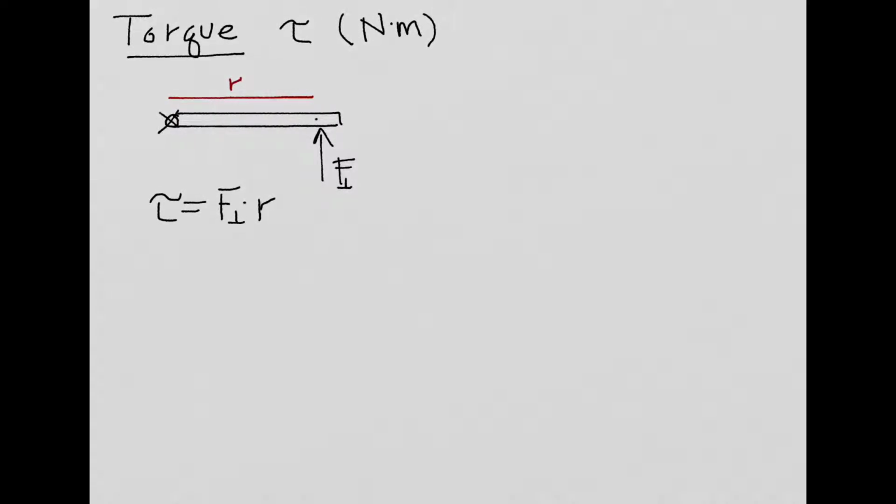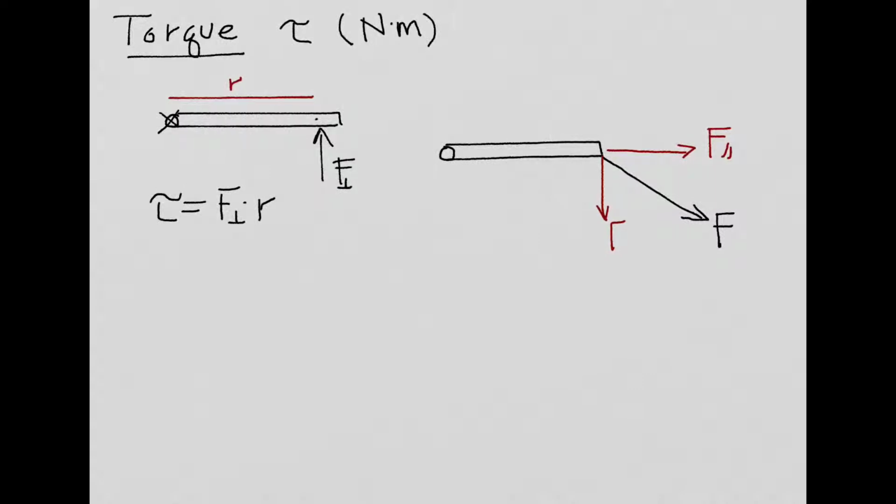Now, in a more general sense, the force may not be applied to the door at a perpendicular angle. Let's say I'm going to pull on the door with a force like that. If I break it down into its components, some of the force pulls the door outward. Let's call that F parallel. Some of the force makes the door rotate. Let's call that F perpendicular.